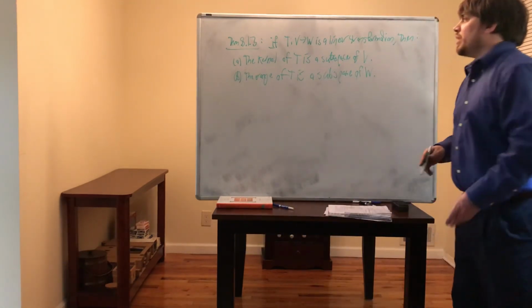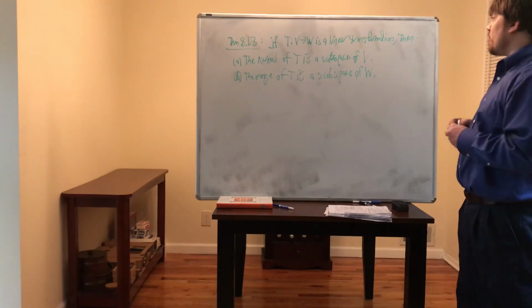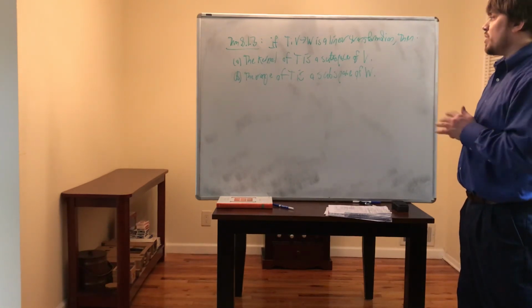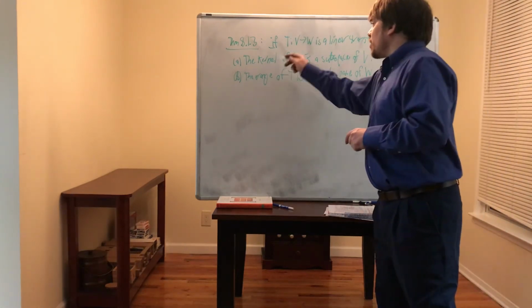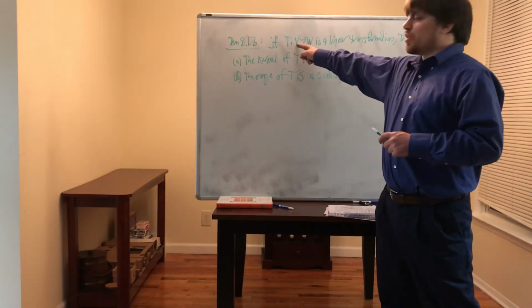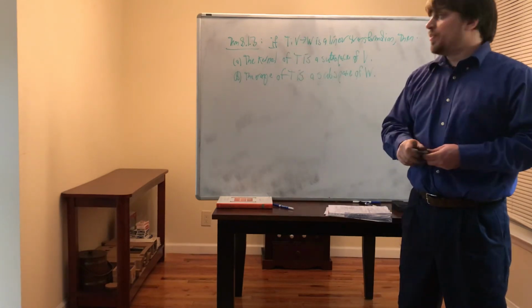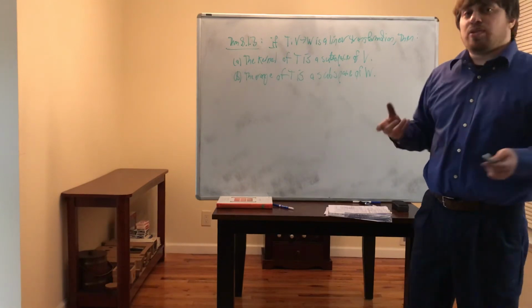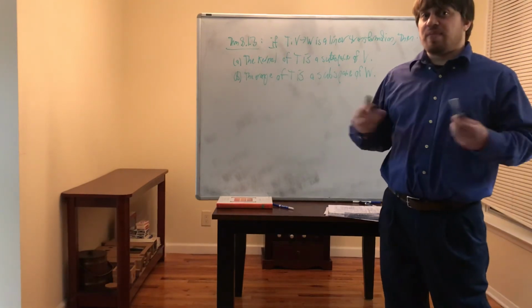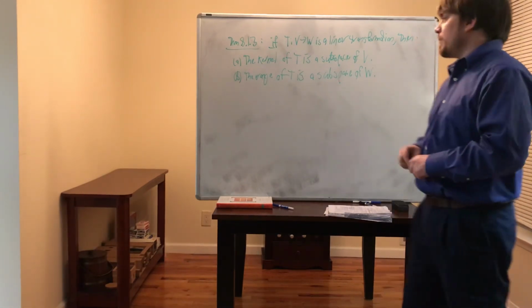Okay? So if T from V to W is a linear transformation, then A, the kernel of T is a subspace of V, and B, the range of T is a subspace of W, right? So when you think of the kernel of T, you're thinking of vectors in its domain V that get mapped to 0. And so the kernel of T is definitely a subset of V. But the conclusion is that it's also a subspace of V. It's a vector space, which is a subspace of V, okay?